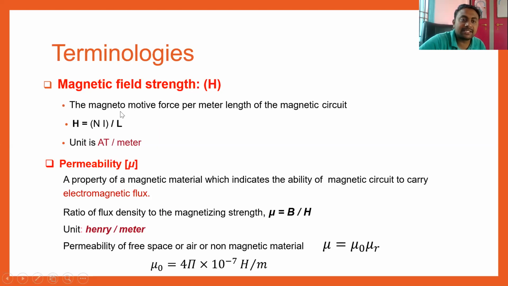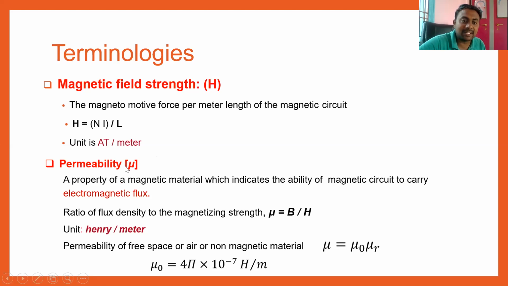The next term is magnetic field strength, represented with the letter H. The name itself says it is the strength, meaning how much it is going to cover. It is the magnetomotive force per meter length of the magnetic circuit. That is MMF by length, and we know NI is the MMF, so H equals NI by length. The unit is ampere turns per meter.